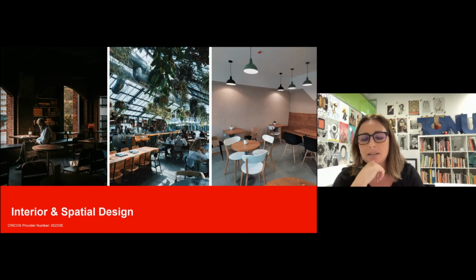But it's been amazing to me that in a very short amount of time, so many places have been able to adjust their interior spaces to make sure that they can stay open and keep everyone safe at the same time. But interior and spatial design is not just about the curtains you have or the pillows you pick or the furniture you buy. It's about how people move and live throughout those spaces.